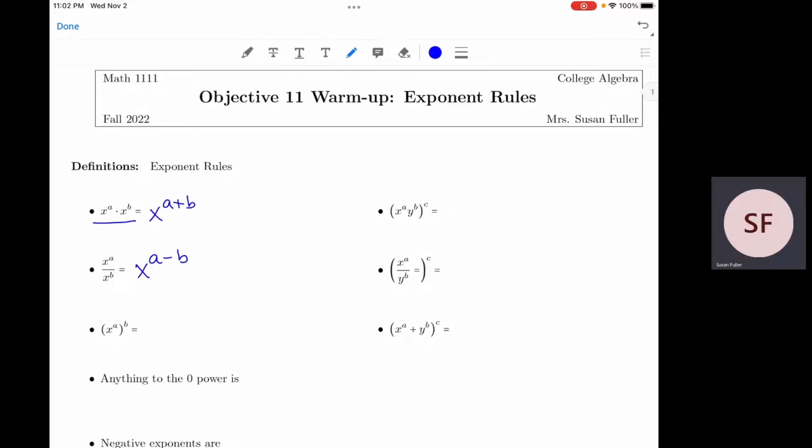If you have powers, two powers, like this one down here, x to the a, that whole thing to the b power, you will multiply your exponents. This will be equivalent to x to the a times b power.